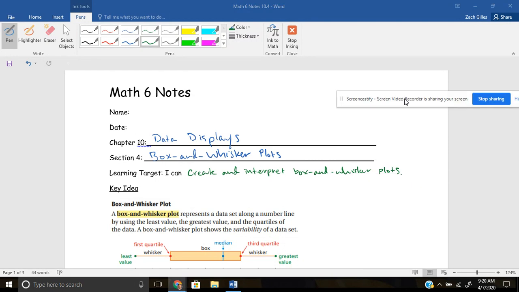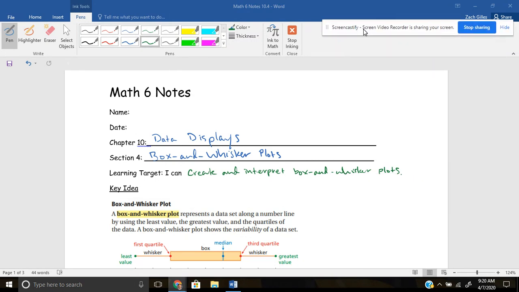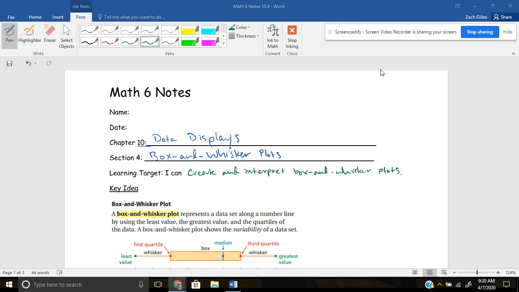Today is the very last section in chapter 10. So, welcome to the last lesson for the regular sixth grade curriculum here. For section 4, we'll be talking about box and whisker plots. And for our learning target, it's I can create and interpret box and whisker plots.